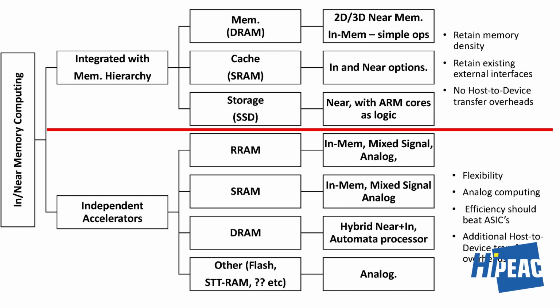But to summarize, we have integrated with memory and independent accelerators. We have lots of different technologies where we can do this, right? DRAM, SRAM, SSD. We have near versus in, mixed signal, analog, there's a whole spectrum. And we are going to touch on most of the spectrum in our class, all of it, except storage. I'm not going to do storage, I won't have time to cover storage, but everything else we are going to touch.